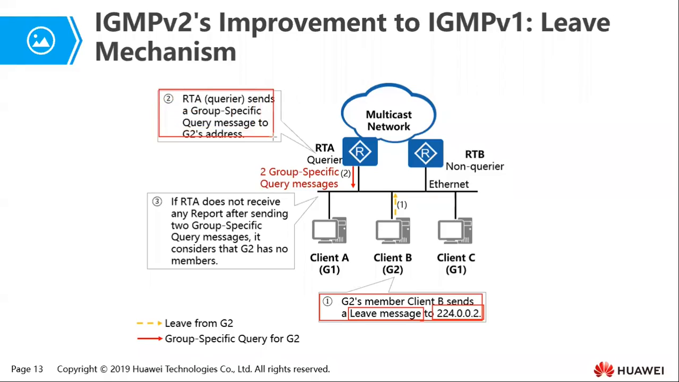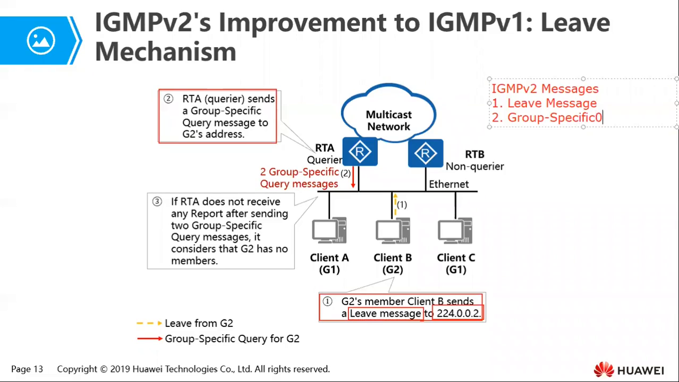So RTA, the querier, sends a group specific query message. IGMP version 2 has introduced a leave message, and it also has another one called the group specific query message. After RTA has received a request from client B to leave group 2, it sends a group specific query message asking, hey, is there anyone else in group 2? That is the purpose of the group specific query message.